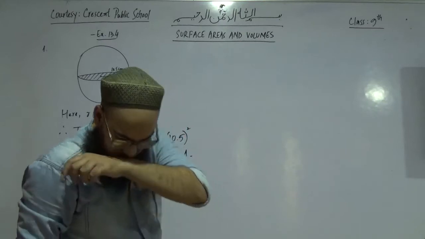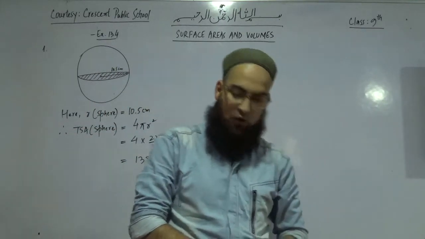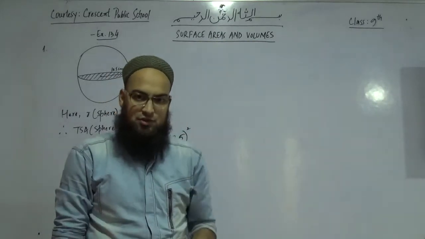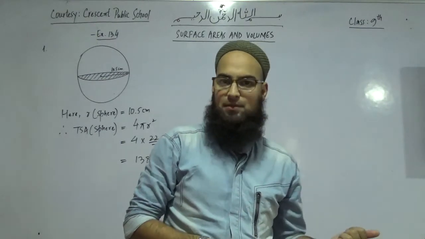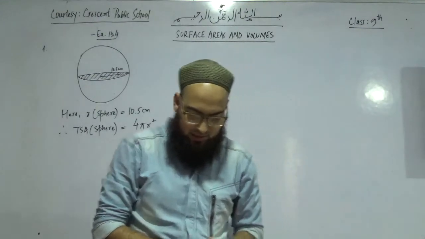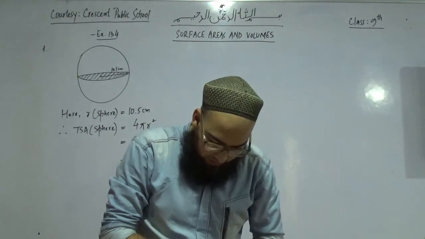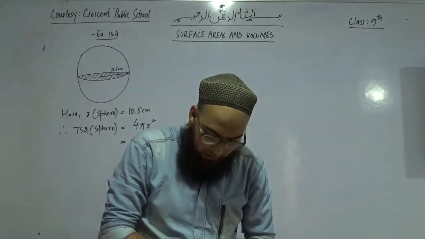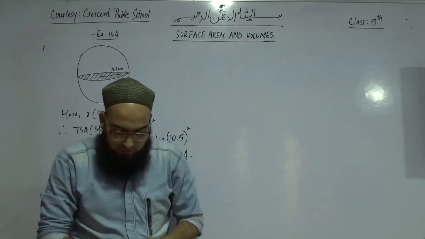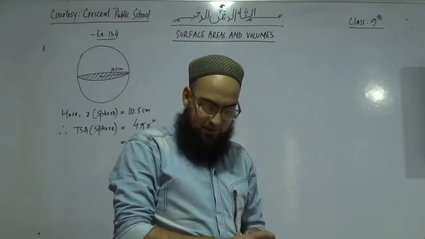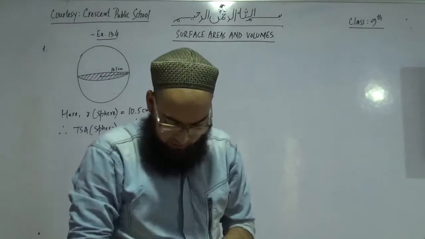Similarly, you can do part 2 and part 3. Question number 2 is find the surface area of a sphere of diameter. Now this time diameter is given. So from the diameter you can find the radius by dividing the diameter by 2. Then you'll apply the formula 4 pi r square and you'll get the result. Now question number 3, find the total surface area of a hemisphere of radius 10 centimeter. Total surface area of hemisphere is 3 pi r square, and you'll get the answer.